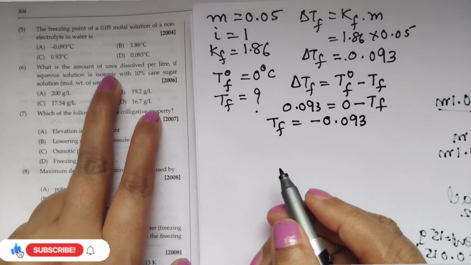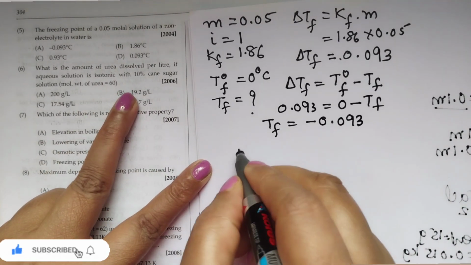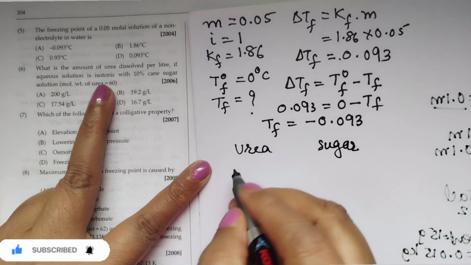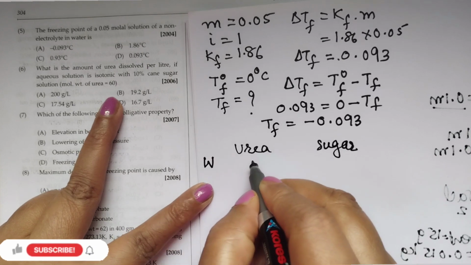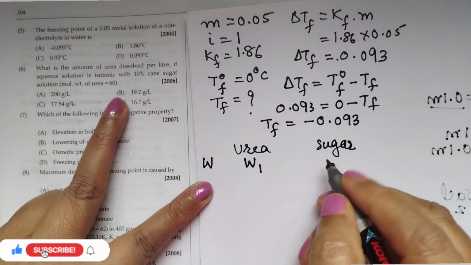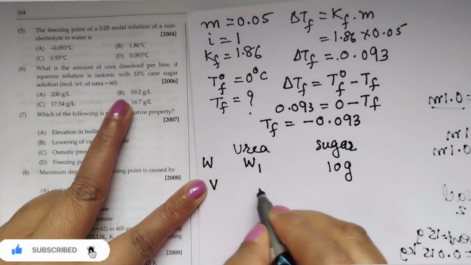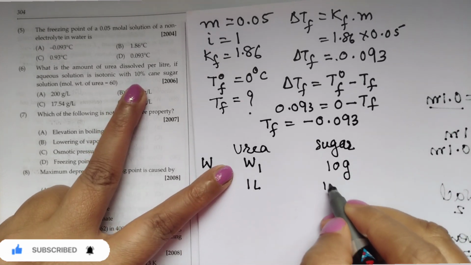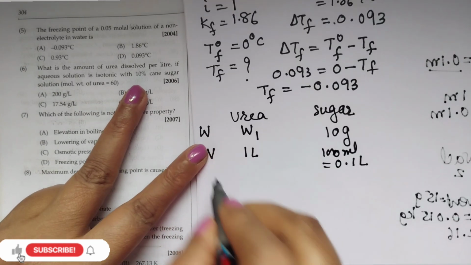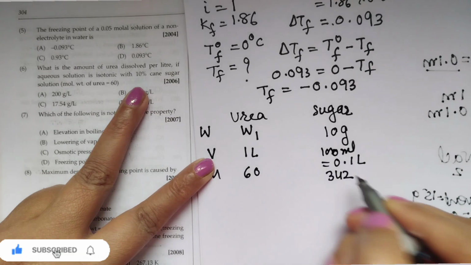Now here they have given urea and cane sugar as the two solutes. So let us first make the chart: this is for urea and this is for sugar. They are asking you to calculate the amount for urea, so this is W1. The amount of sugar given is 10 gram because it is a 10% solution. Volume for urea is 1 liter and for sugar it is 100 ml, so this will be 0.1 liter. Molar mass of urea is 60 gram and that of cane sugar is 342 gram.